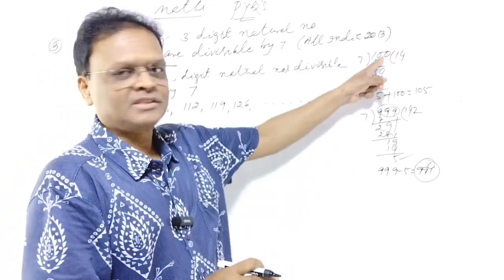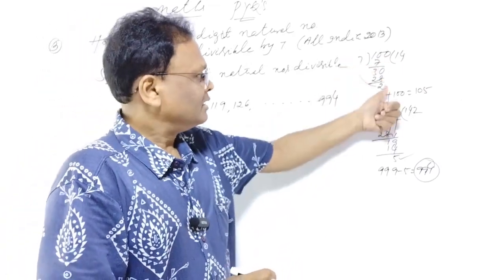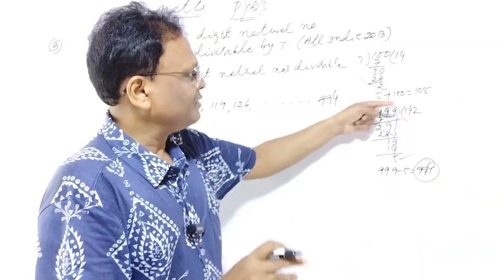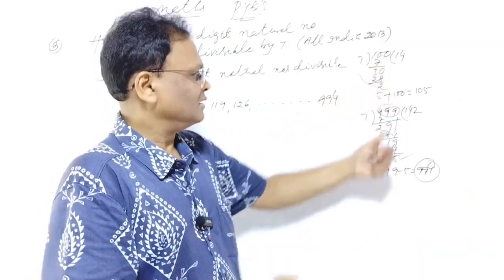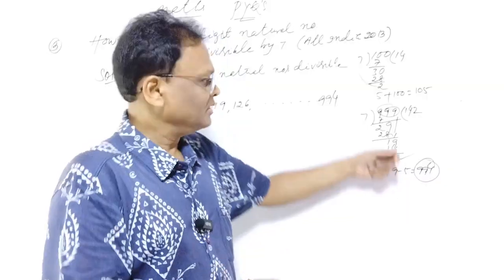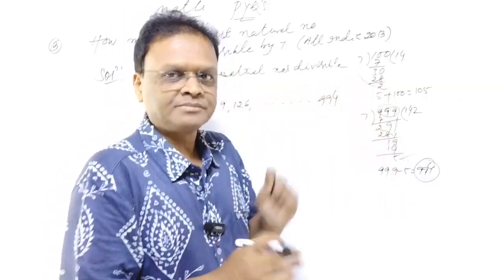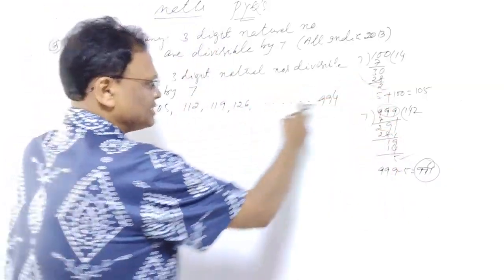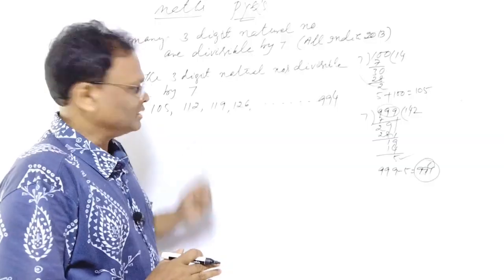First number, how to get? First 3 digit number divisible by 7: remember you are getting 7 minus 2, 5, 5 plus 100. Last number, divide the last 3 digit number by 7. Again you get the remainder, but this time these two you subtract. Now I think this is an AP. If I am not wrong, this is an AP.